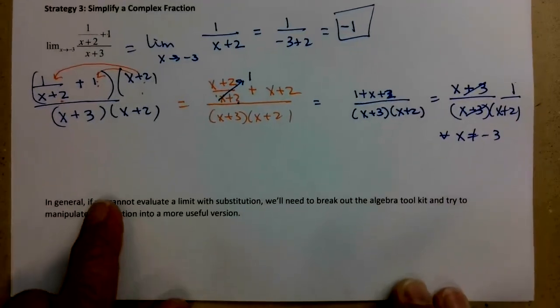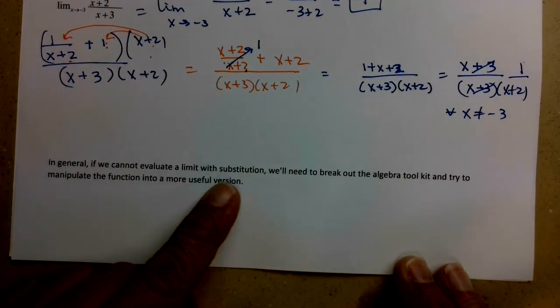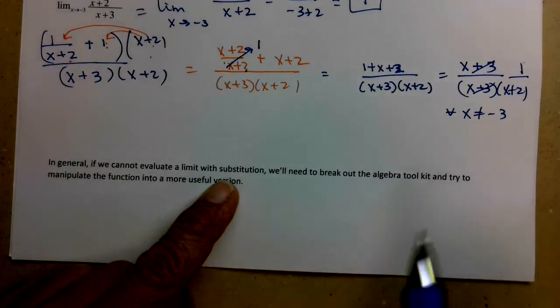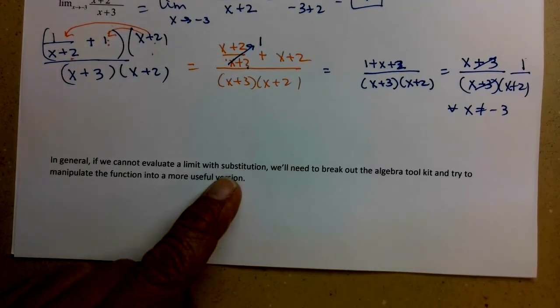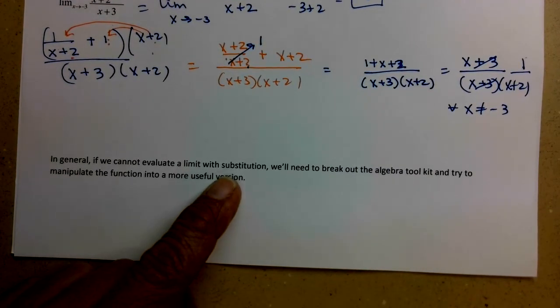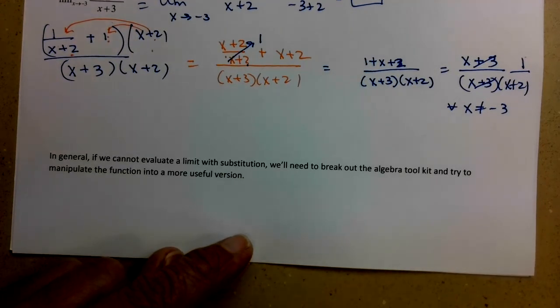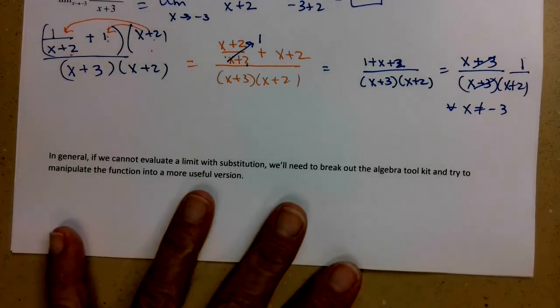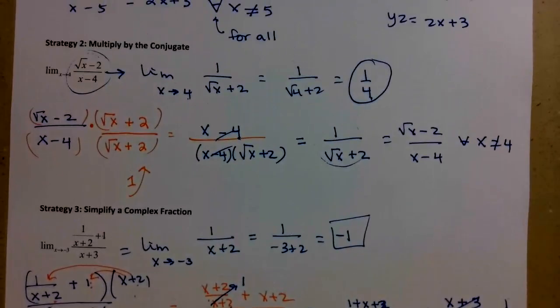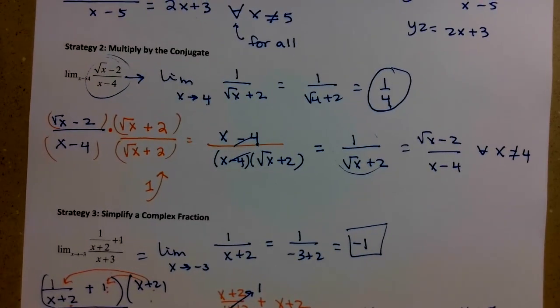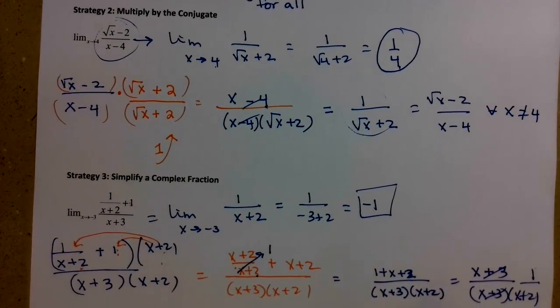So in general, if you cannot evaluate a limit with substitution, we're going to reach into that algebra toolbox and try to figure out some way you can manipulate your function so that you can plug in your a value. Okay, so these are the 3 most common strategies: factor, multiply by a conjugate, or simplify the complex fraction.